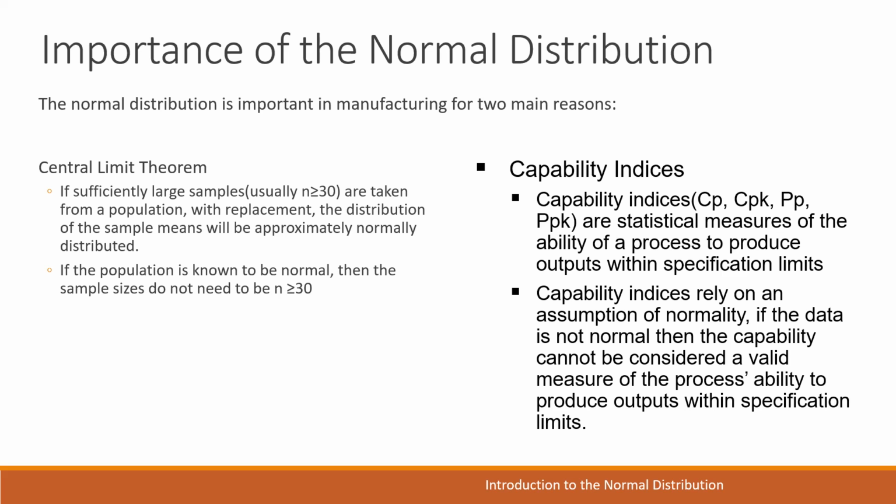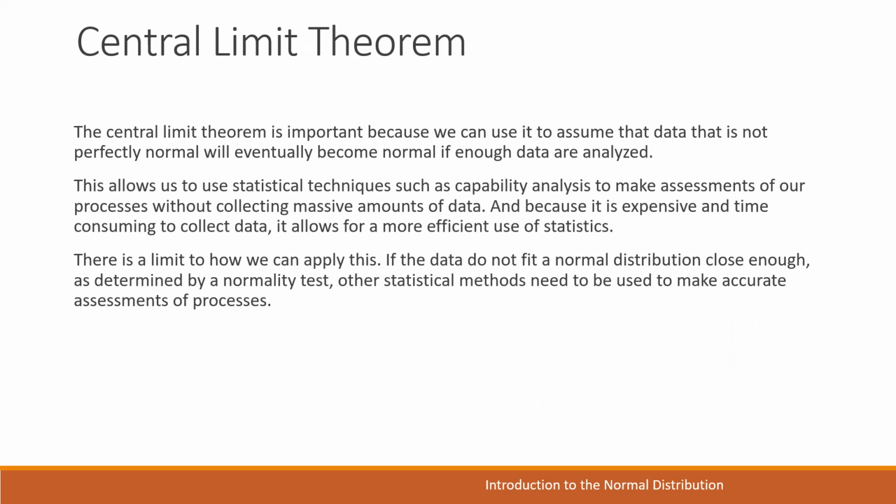So these capability indices rely on an assumption of normality. If the data isn't normal, then the capability cannot be considered a valid measure of the process's ability to produce outputs within specification limits. I'll explain a little more when I get the equation up. So the central limit theorem, we already kind of went over this. It's important because we can use it to assume that data is not perfectly normal, but it's normal enough.